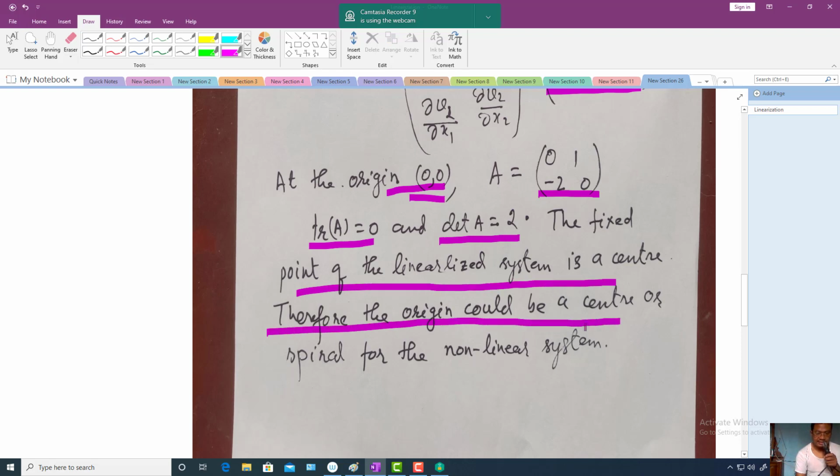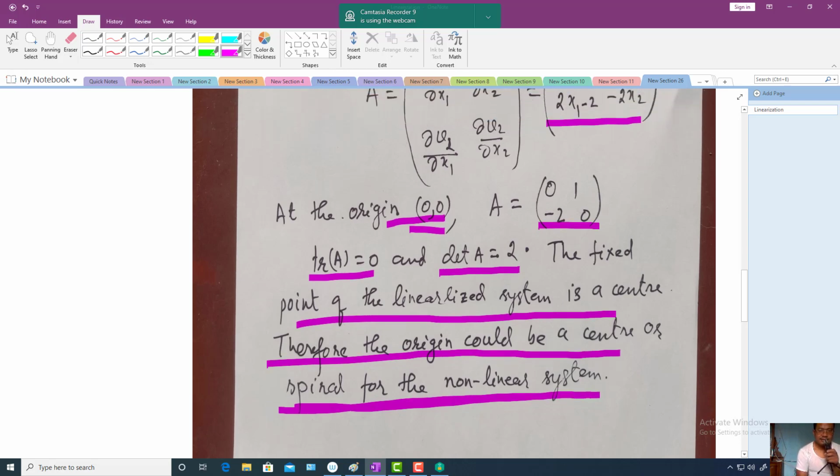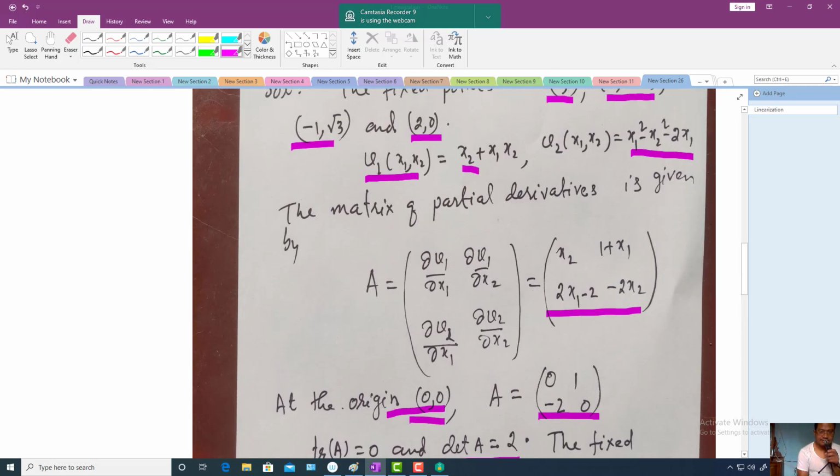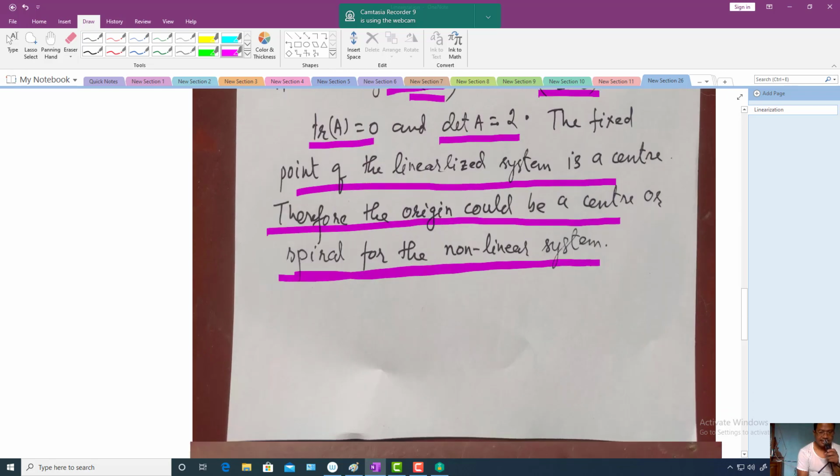Therefore the origin could be a center or a spiral for the non-linear system. There are two possibilities, I told you. Since the fixed point of the linearized system is a center, there are two possibilities for the non-linear system. The fixed point could be a center, or it could be a spiral one. All right, so these are the two possible cases for the center. This is coming from the linearization theorem.